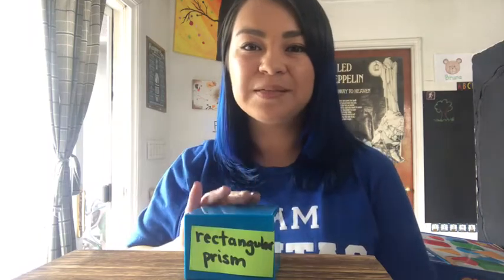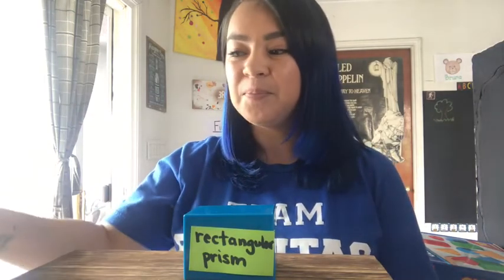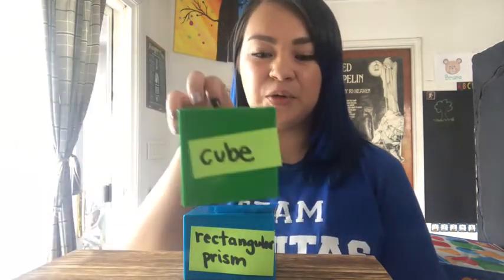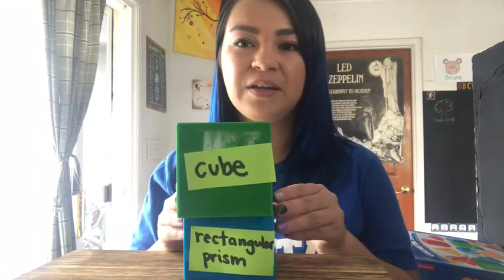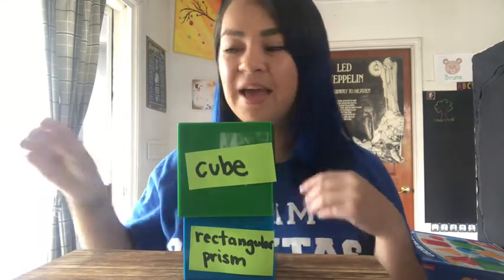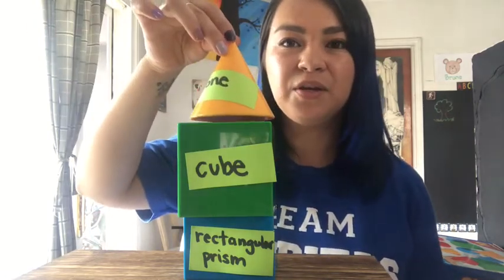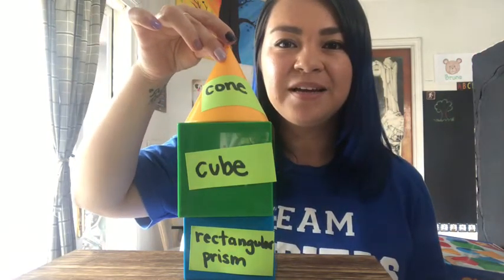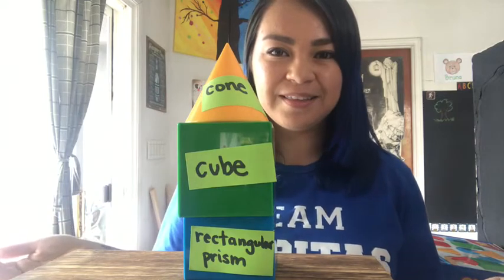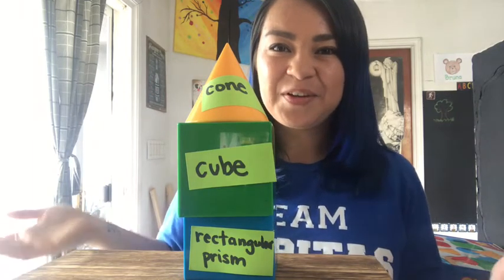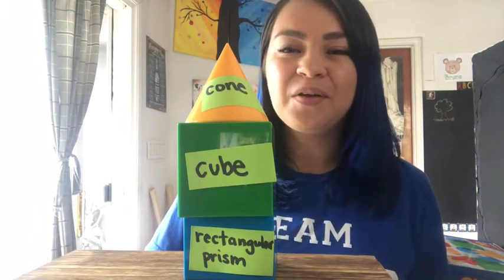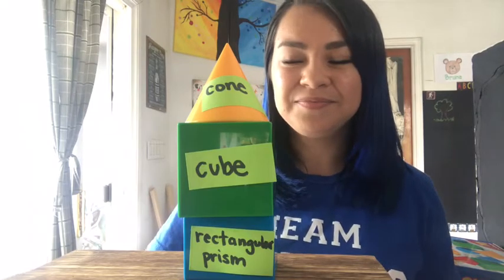So first, you should have taken a rectangular prism. Next, place a cube right in the middle of the rectangular prism. And last, put a cone right in the middle of the cube. Does your structure look like this? Great! Ready for our last one?